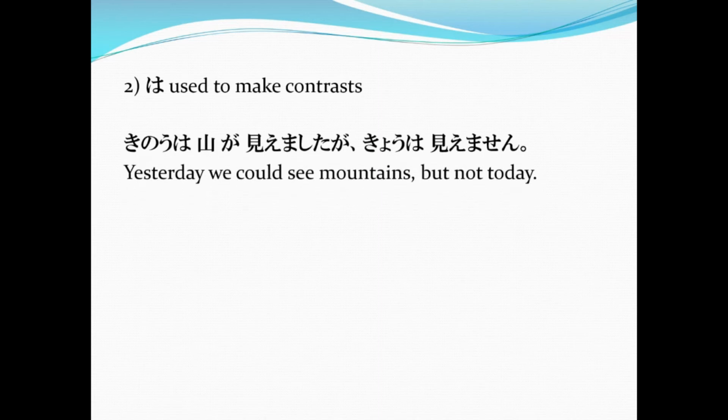Now, wa can also be used to make contrasts. Example, kino wa yama ga miemashita ga kyou wa miemasen. Again, kino wa yama ga miemashita ga kyou wa miemasen. Or yesterday, we could see mountains, but not today. Notice that we use kino wa yama ga miemashita ga, and then kyou wa miemasen, contrasting that yesterday, the mountain can be seen, but not today.